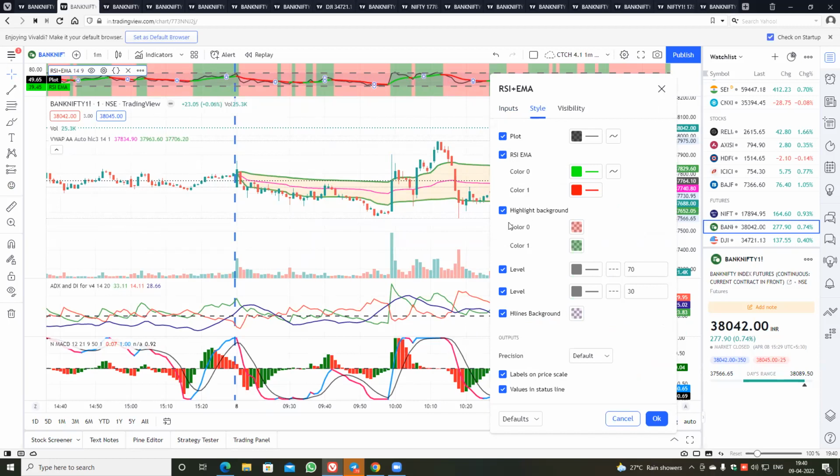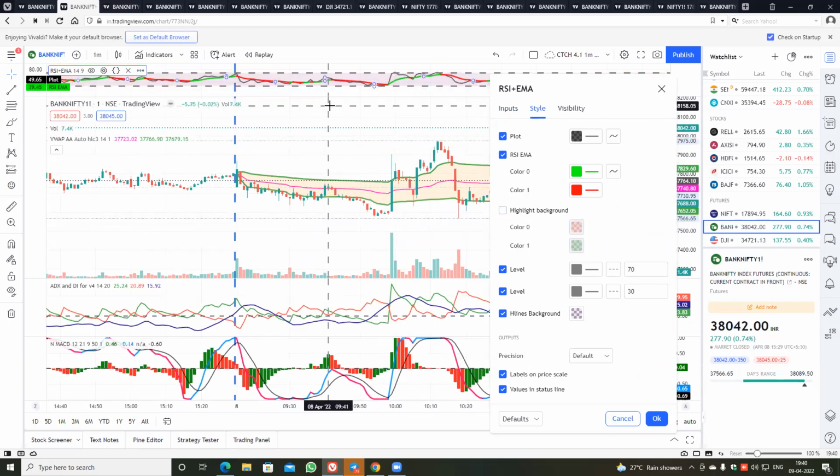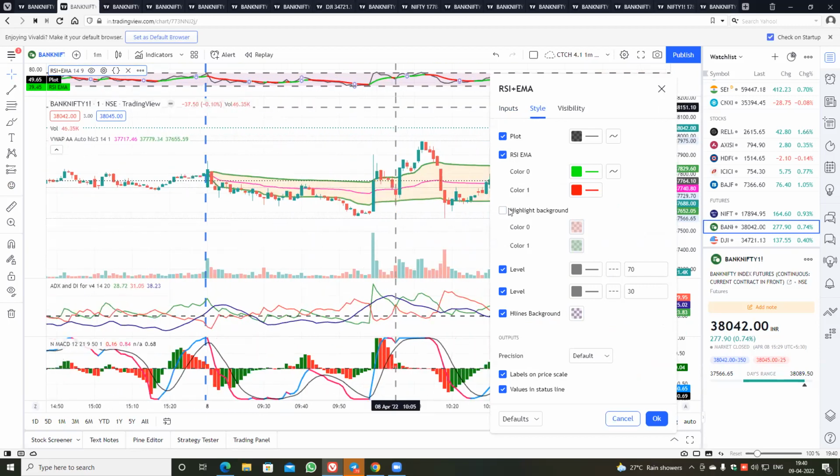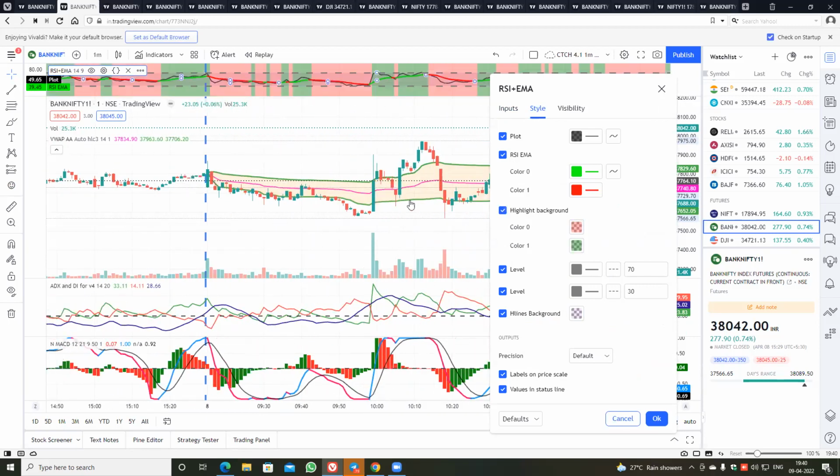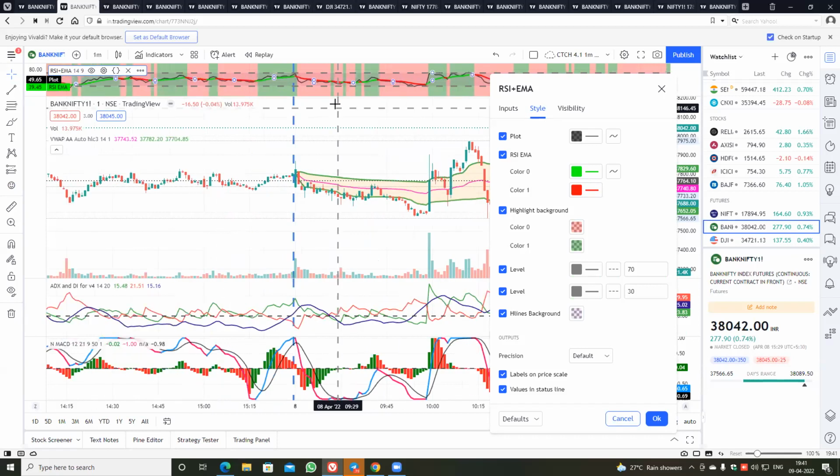You can see the highlight in the background. This is the main difference here. If you untick this, you can see the background color is gone. If you click on that, you can see the momentum where it is shifting. Here you can see red color appeared, and in the background also you can see the red color appeared. And you can see the shift in momentum, small retracement, and continuing the trend like that. You can interpret that.